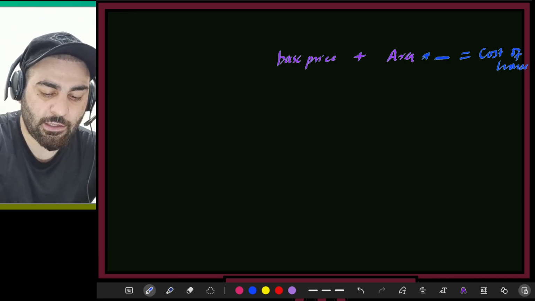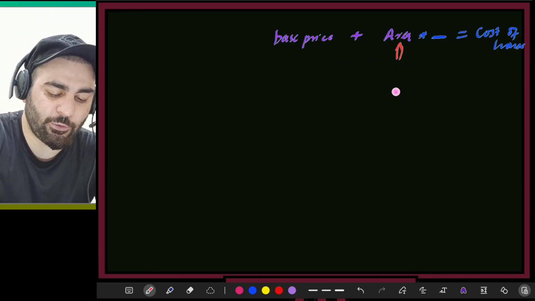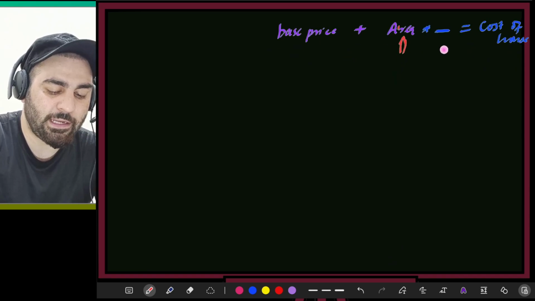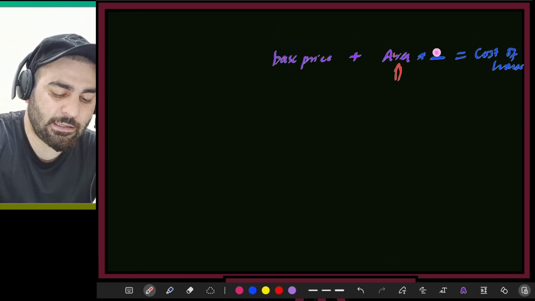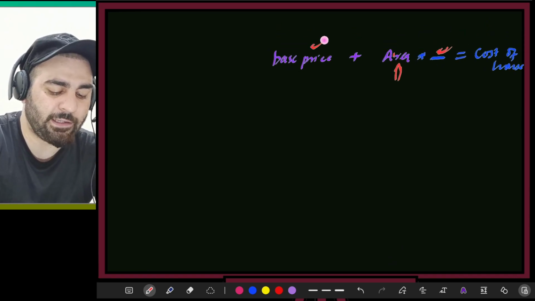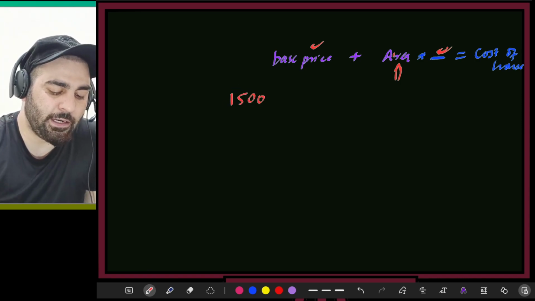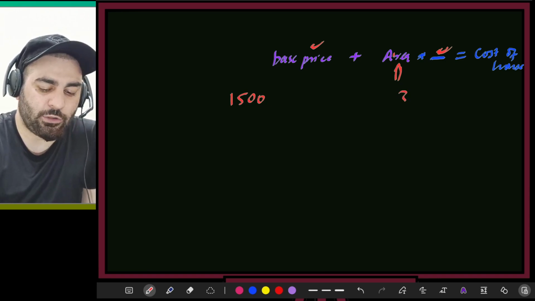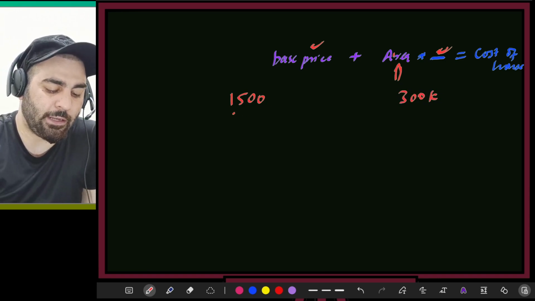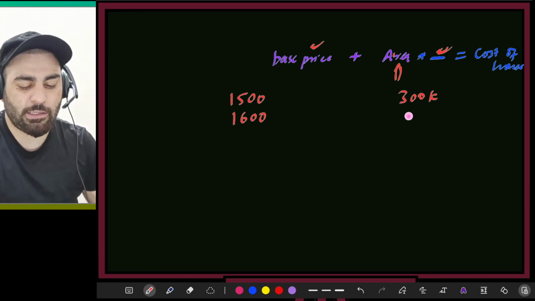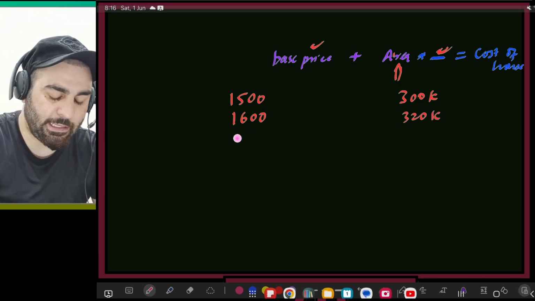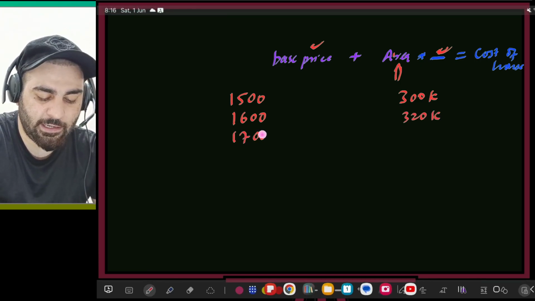Okay, so what is given to you? This area is given to you. So this is given to you. Now you will have to find this quantity, and you will have to find this base price. So if you see over here, this 1500 square feet was related to 300k, and then we went to 1600, so this was 320k, and then we had 1700, so this was 340k.